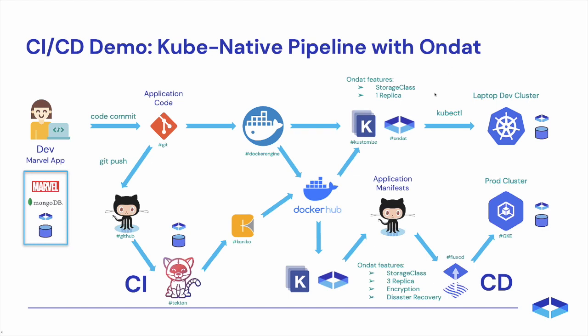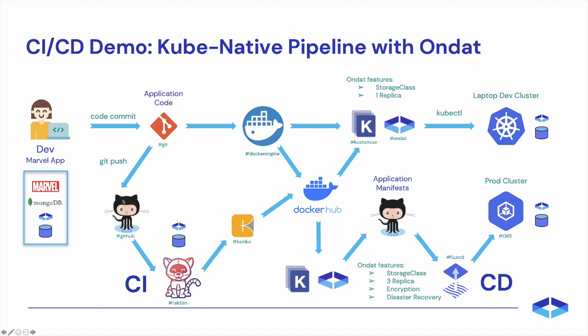And this is where you're going to also specify the Ondat feature. So for example, here, storage class, one replica for development, that's okay. I still want one replica because if one node in my development cluster fails, I can just continue the development and the testing as normal, but just bare minimum. And then from there, I'm going to be using kubectl to deploy to the laptop dev cluster, which is not GitOps, right? But things get a bit different when I want to push into my production repository.